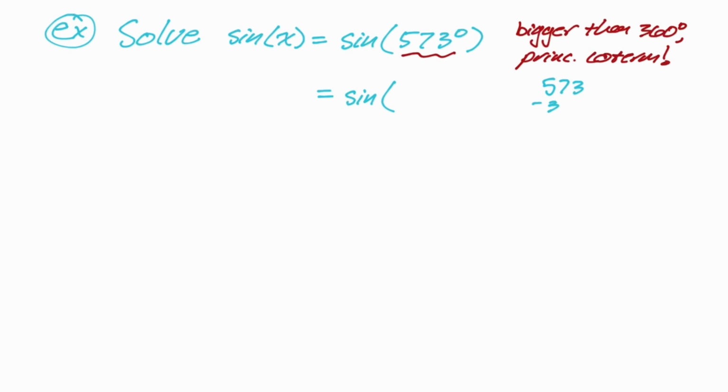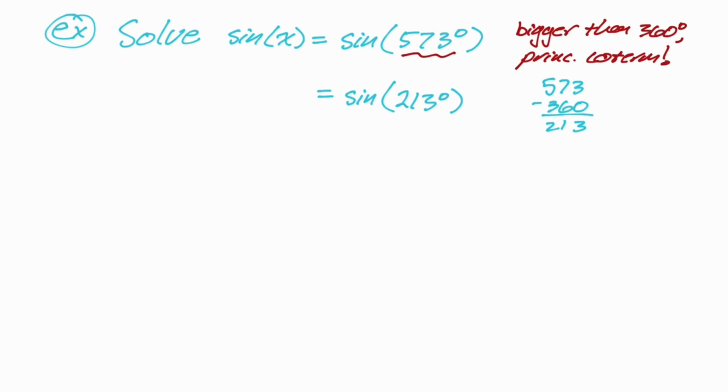There's a whole process you can go through to find principal coterminal angles. You divide by 360, you take the floor or the greatest integer of the result, and then you subtract. But it's usually easier to just think to yourself, what multiple of 360 is closest to this number. In this case, the multiple of 360 closest to 573 but less is just 360. So I'm subtracting. Principal coterminal is 213. That's the angle we really want to deal with.